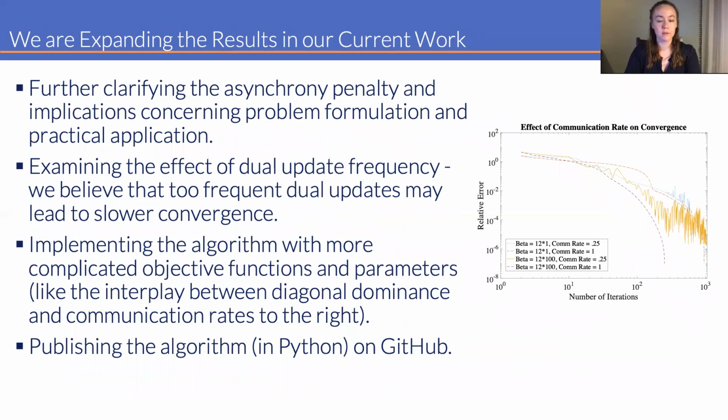In conclusion, some of the work we're currently doing is a direct expansion of that presented in our CDC paper. We're further clarifying the asynchrony penalty and the implications concerning problem formulation and practical application. We're also examining the effect of dual update frequency. We believe that too frequent updates may lead to slower convergence. We are also implementing the algorithm with more complicated objective functions and parameters, such as the interplay between diagonal dominance and communication rates in the figure on the right. Finally, we are publishing the algorithm in Python and GitHub.